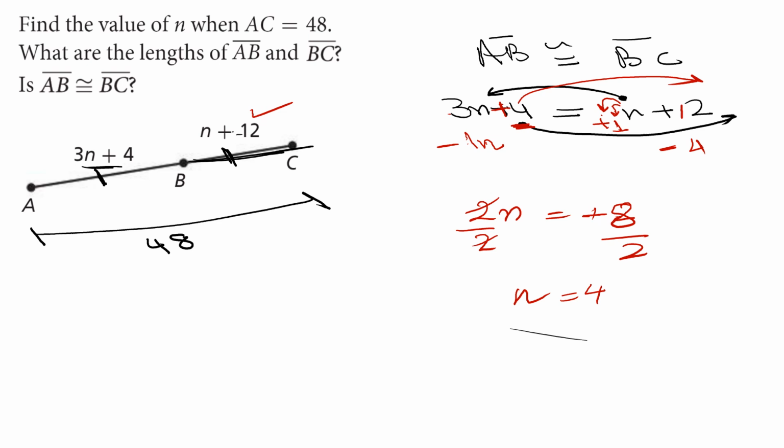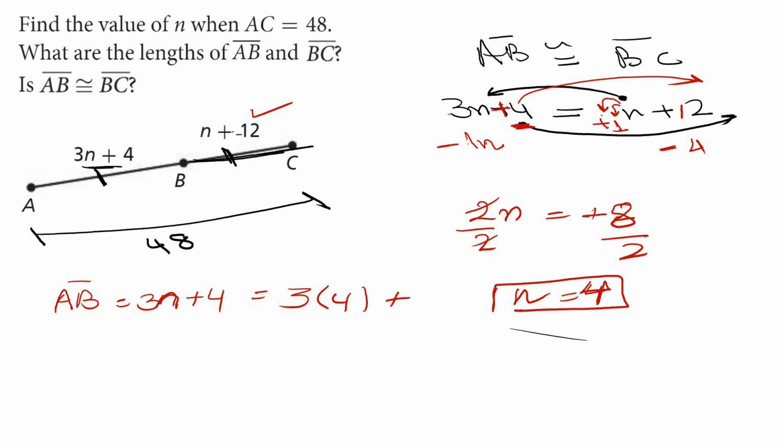If you are not strong in maths, then try to use a calculator to get the 4. Now let's check this answer. We have to find out AB. AB is equal to 3n plus 4. Now in place of n, we substitute this 4. So 3 times 4, plus 4. 3 times 4 is 12. 12 plus 4 is 16.